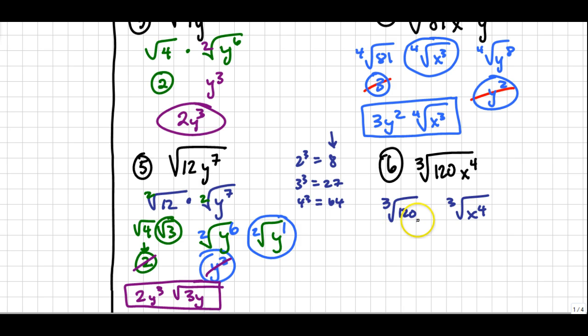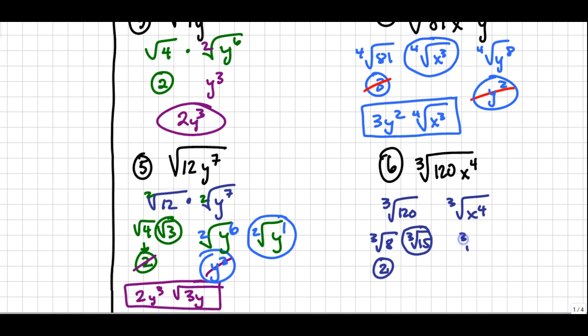120 divided by 8 is 15. So we get the 8 and we get the 15. 8 times 15 would turn back into the 120. Cube root of 8, though, we know is a 2. So that worked out well. The cube root of 15, he's going to stay. He's the leftover. Then we're going to do the same thing to the letters.